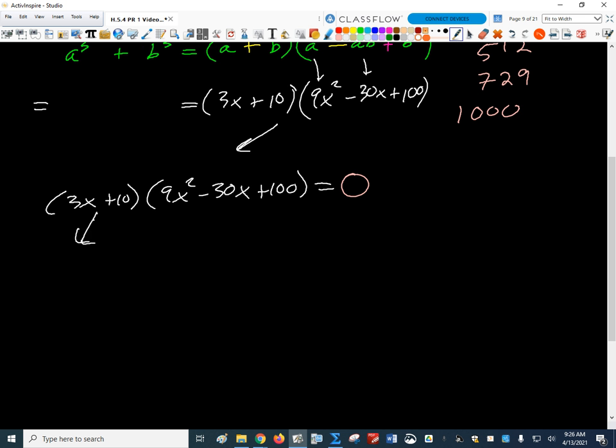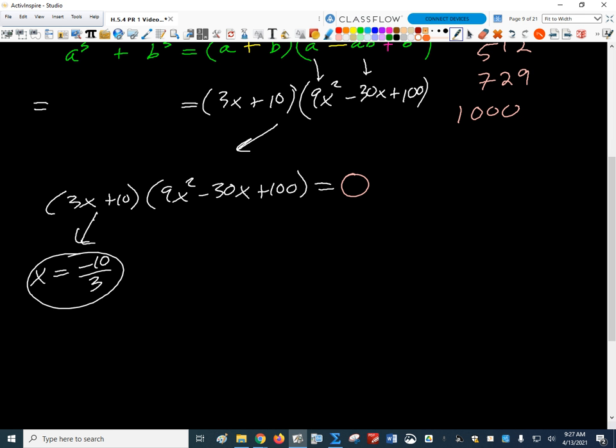All right, so what's our real zero then? If I set 3x plus 10 equal to 0, what's the solution? X equals what? You can do that one in your head. Negative 10 thirds, right? We're going to isolate x, subtract the 10 to the other side and divide by 3, right? So there's our real solution.